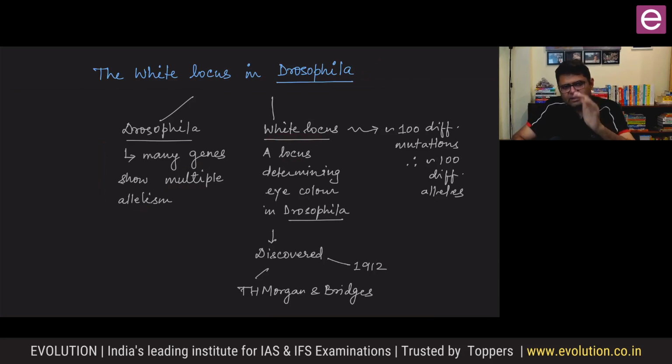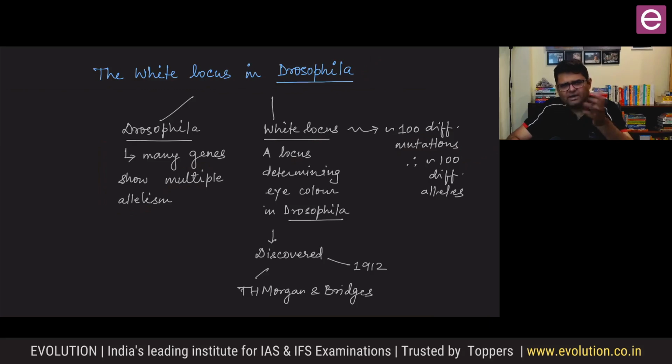It was discovered in 1912 by T.H. Morgan and Calvin Bridges. They are Nobel laureate scientists. Bridges also established sex determination in Drosophila, and Morgan worked extensively on linkage and linkage analysis. The white locus has 100 different mutations and as a result 100 different alleles. And the combination of these alleles will determine the exact eye color of Drosophila.